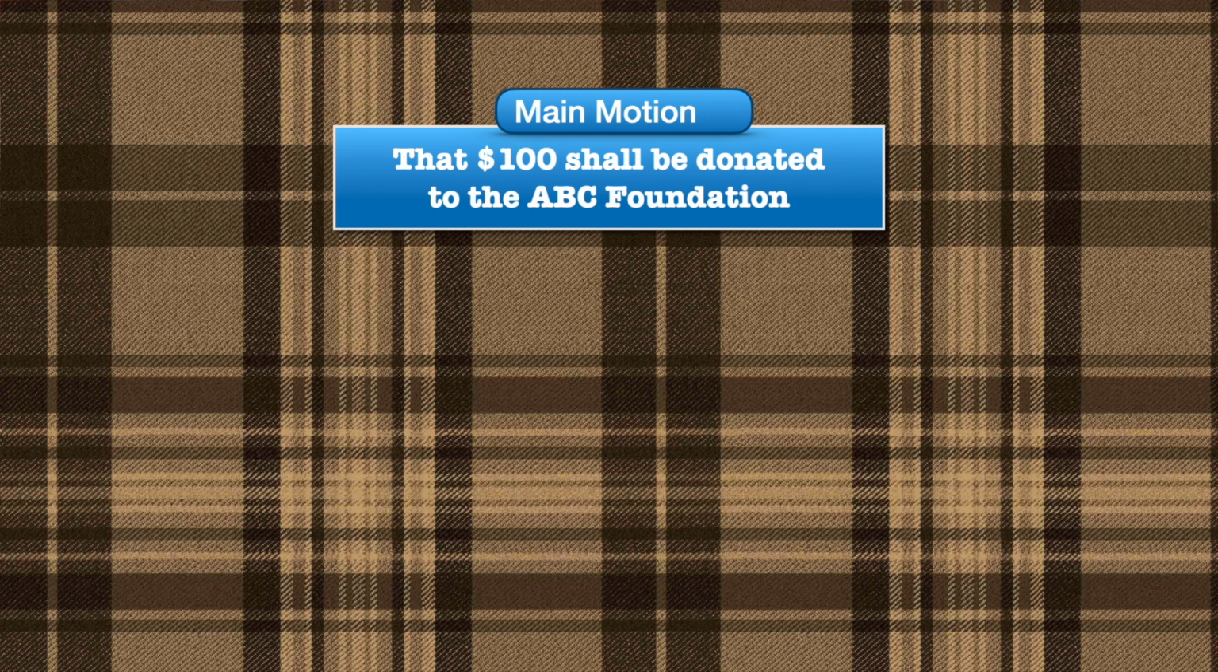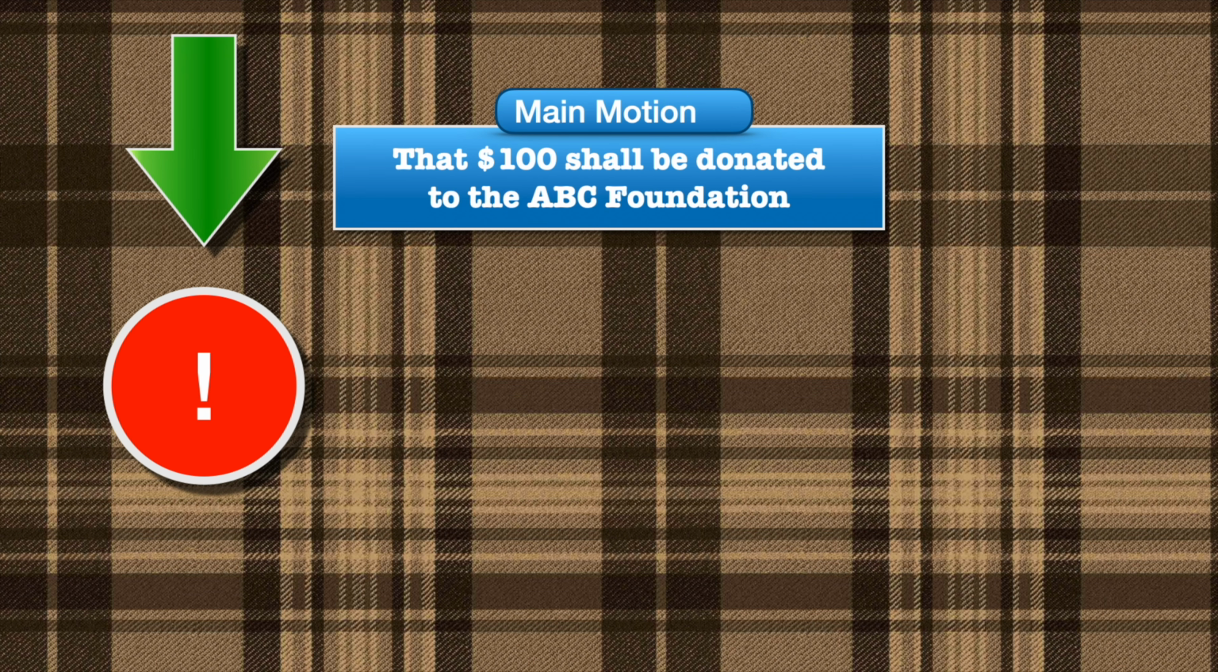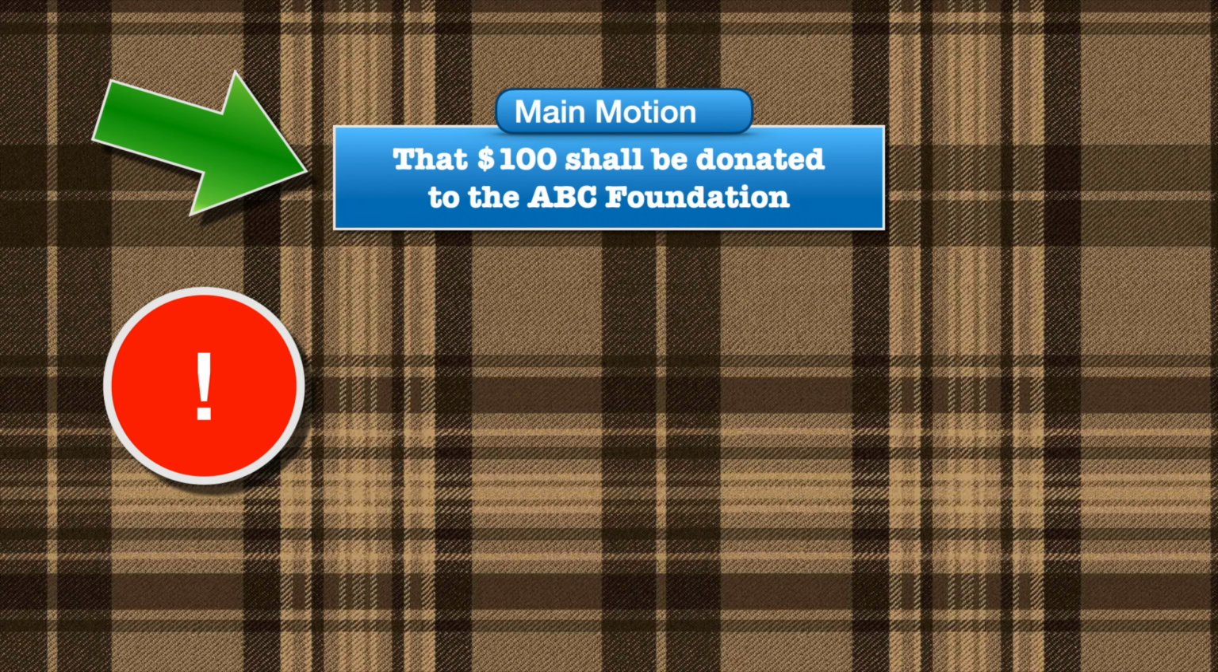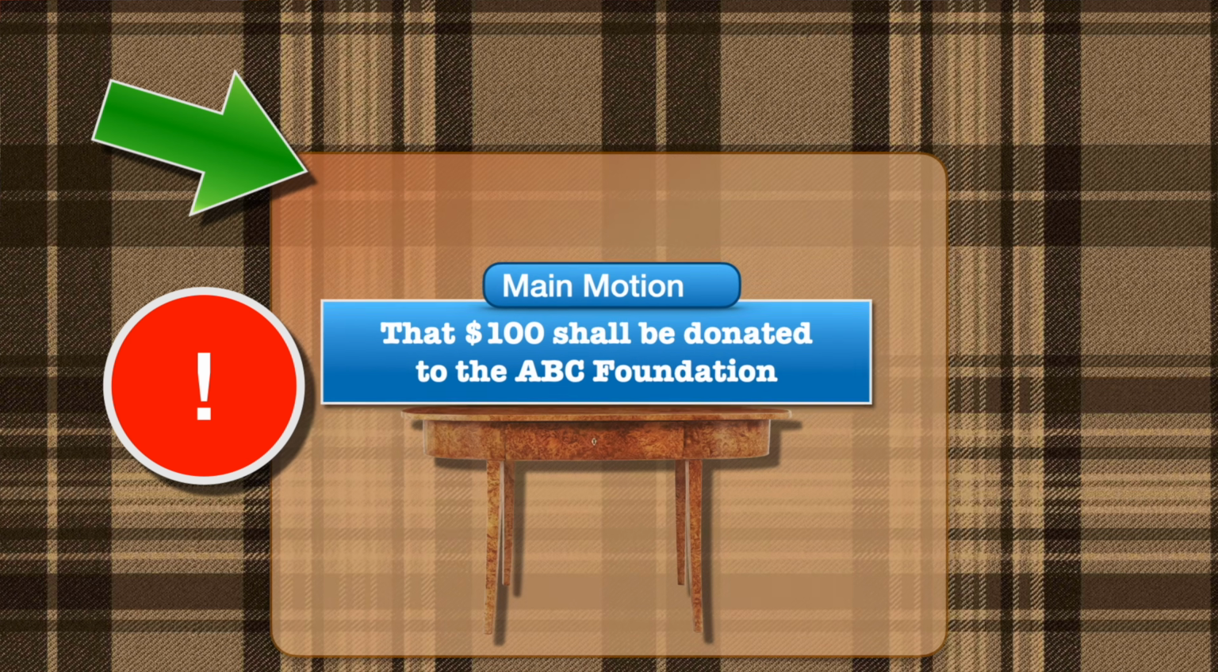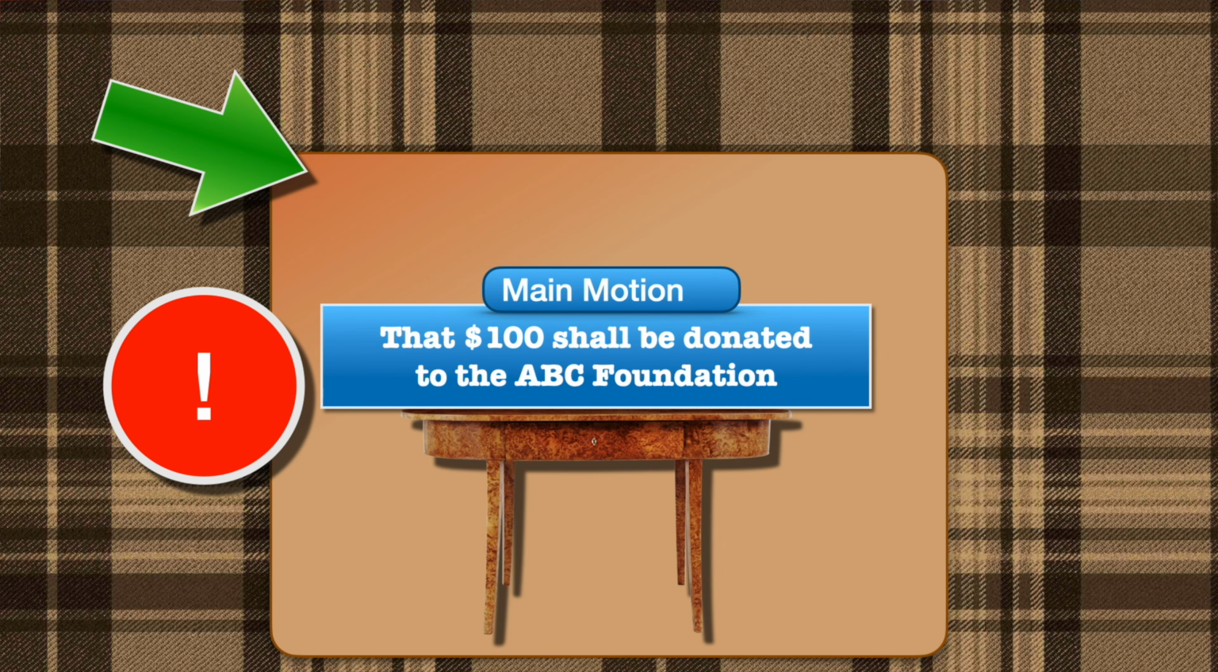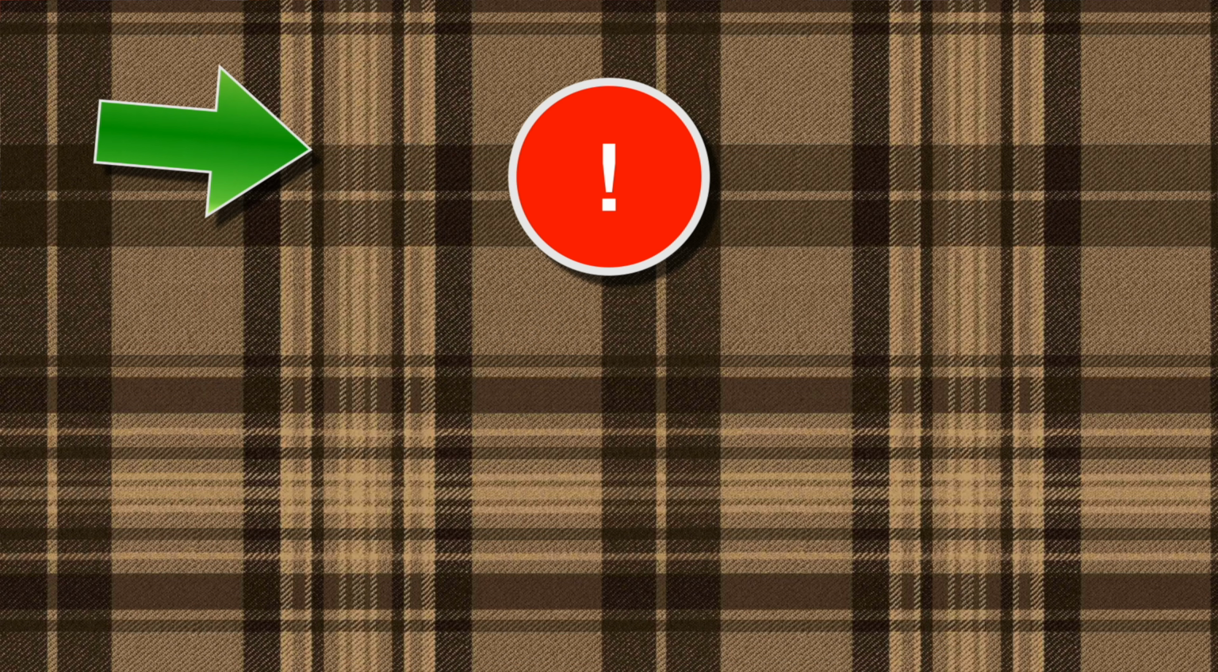Let's say a motion that $100 shall be donated to the ABC Foundation is being considered by the Assembly when it is discovered that another matter needs urgent attention. Well, the Assembly can't just move to another matter because it must first dispose of the matter it is currently considering, the motion that $100 shall be donated to the ABC Foundation. This is where the motion to lay on the table comes in. Any member can make a motion to lay the pending question on the table, which would set the pending question aside temporarily so that the Assembly could then take up the urgent matter that has arisen.